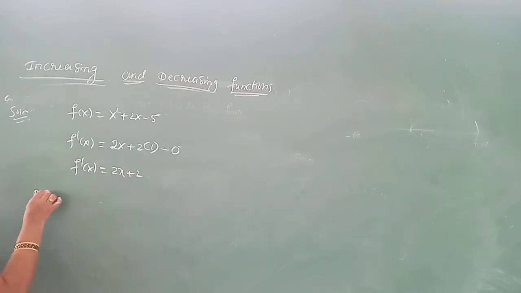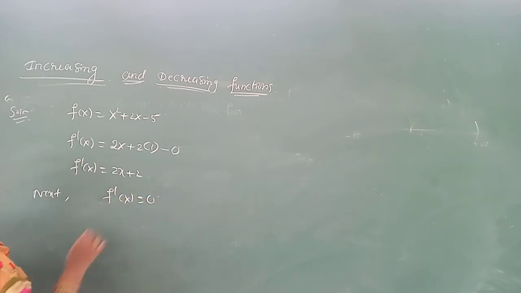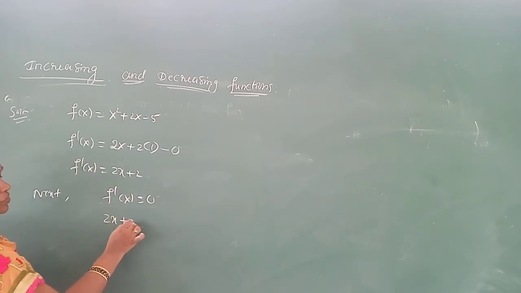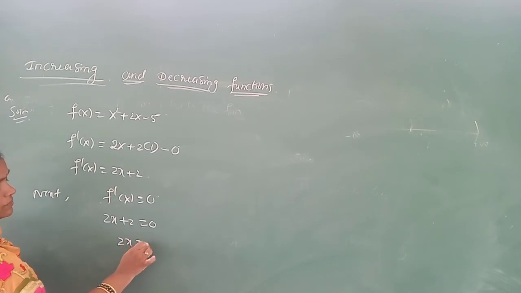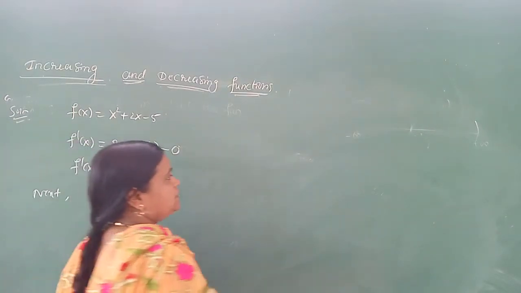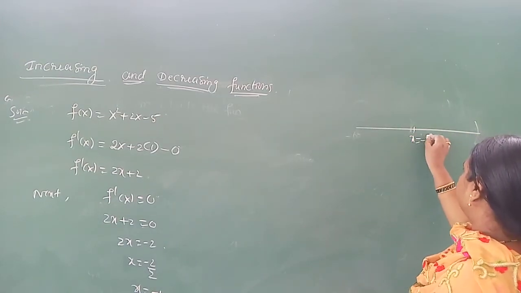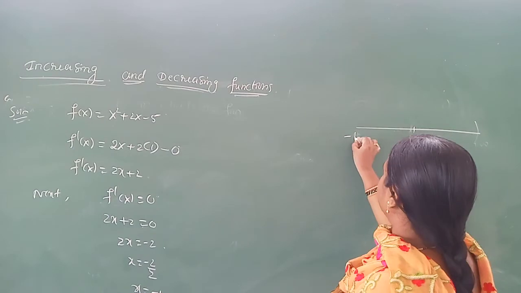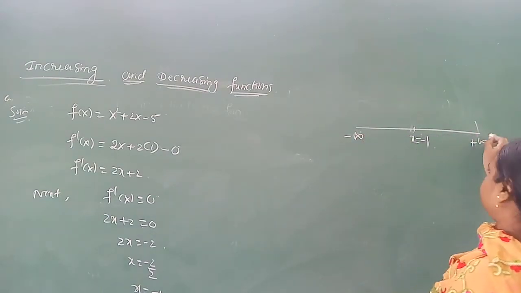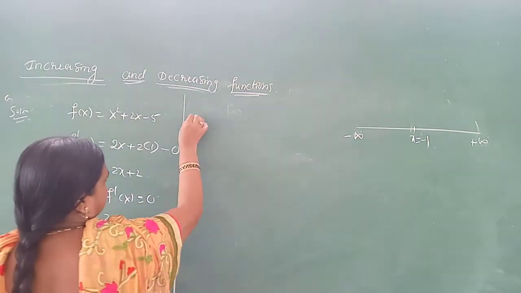Very first step, calculate the critical point. That is f dash of x is 0. Okay, 2x plus 2 equal to 0. 2x is minus 2 because of equal. X is minus 2 by 2. X will get minus 1. And how to calculate the intervals? Given x is minus 1. Okay. And here minus infinity, it is plus infinity. Therefore, you can construct the table for that.